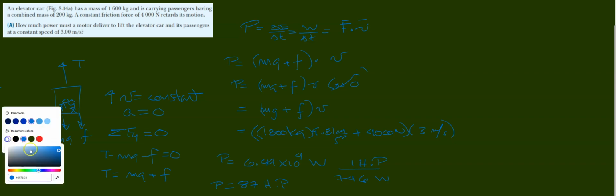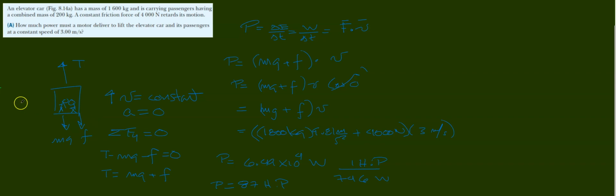Now they tell us to do it again, but now the elevator, instead of going at constant velocity, is going to be accelerating at 1 meter per square second. So what's the new power? Let's do it here. In the sum of forces now, tension minus the weight minus the friction is going to be ma, positive, because the acceleration goes up. So you see now the tension is different: it is weight plus friction plus ma.